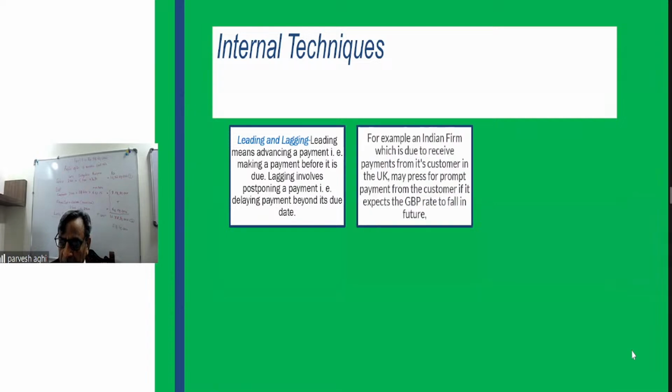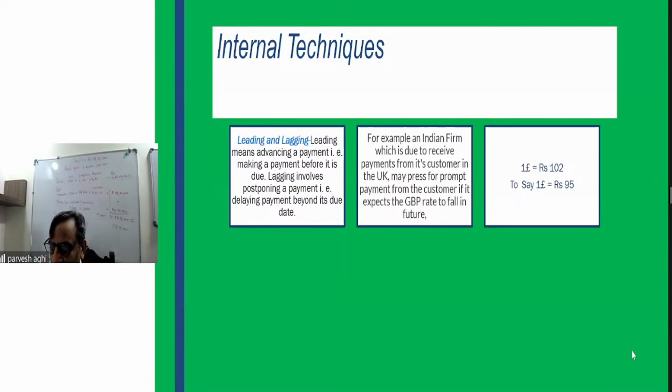The second one is, for example, an Indian firm which is due to receive payments from its customers in UK may press for a prompt payment from the customer if it expects the pound or GBP rate to fall in future. For example, at the time of exports, the pound was 102, and he expects the pound to depreciate to 95 rupees in coming months. Then, if he gets the money at 95, he's going to get less money per pound. But at the current period, the rate is 102.